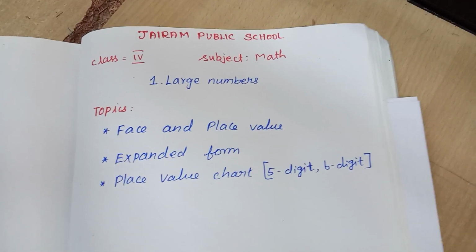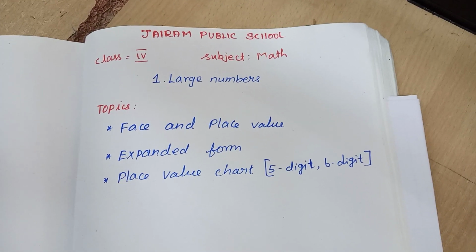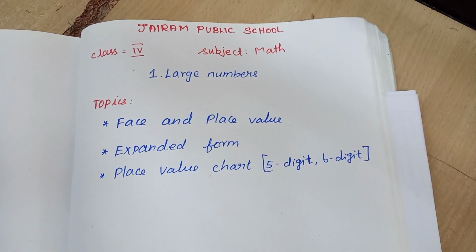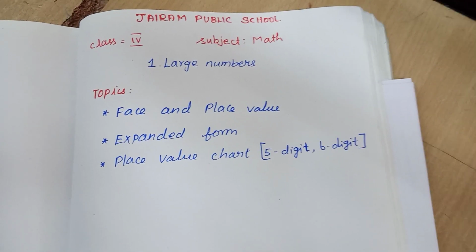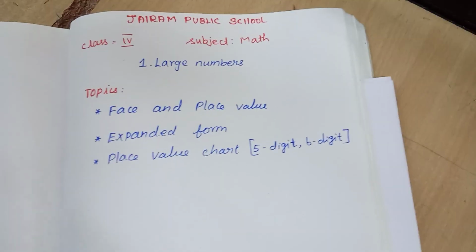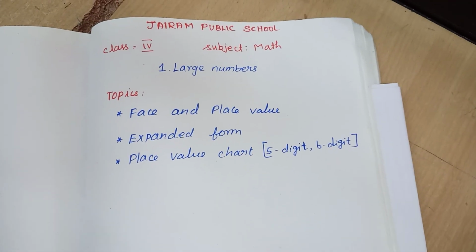The first lesson, large numbers. Today we will discuss three topics. First topic is the face and place value. Second is expanded form. Third one is the place value chart. Okay, first we have to see the face and place value.